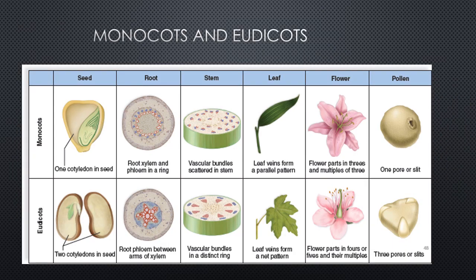So this is the summary of how to tell the difference between a monocot and a dicot plant. So do take your time to pay attention to these and note the difference. I will not hold you liable for the pollen slits and pores. You don't really need to know that, but the rest of it is pretty important. So I'll be able to show you a plant and you'll be able to tell me if it's a monocot or a dicot. All right, I'll see you next time.